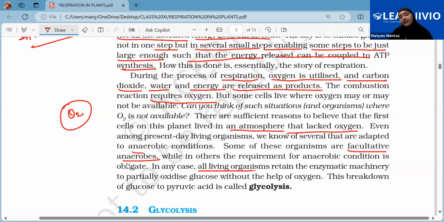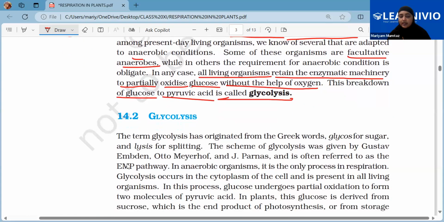Now, all living organisms retain the enzymatic machinery to partially oxidize, meaning break down, glucose without the help of oxygen. This breakdown of glucose to pyruvic acid is known as glycolysis. Glycolysis is one kind of breakdown that is present in both prokaryotes and eukaryotes. During this process, the glucose molecule is broken down partially, stepwise, and it happens in the absence of oxygen. Now we're going to see what glycolysis is about.